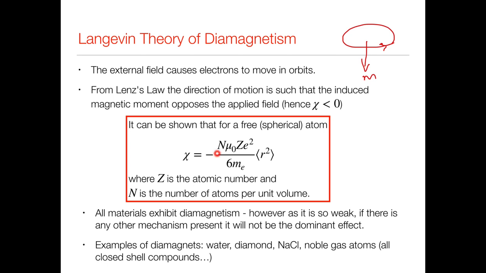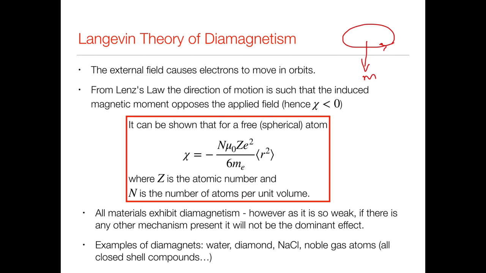N is the number of atoms per unit volume. Mu naught is just the constant. Z here is the atomic number. E is the charge on the electron, and M is the mass of the electron. The mass comes into it because we've got some orbital angular momentum here. The charge is also important. And what we have here is the average value of r squared. So this would enable us to calculate the susceptibility of an isolated atom.